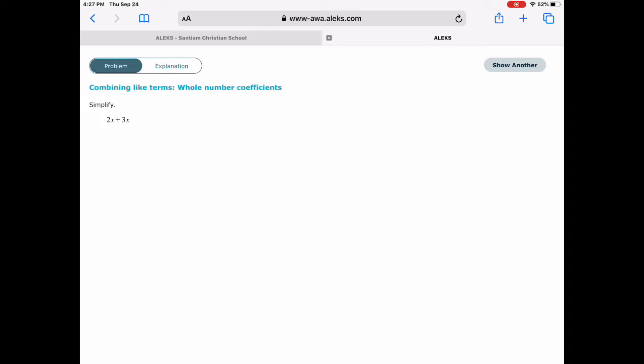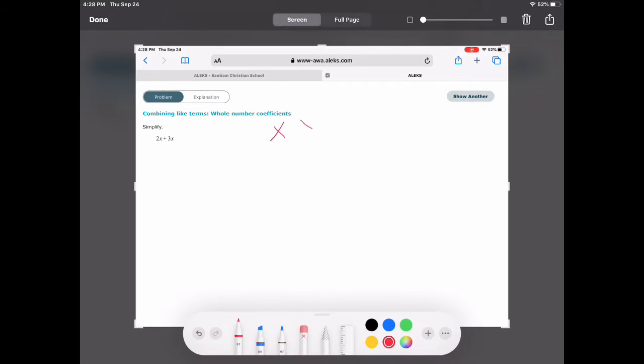We can combine things that have exactly the same variables. So in this case, 2x plus 3x just means that I have 2 x's and 3 x's. And so I have 5 x's if I put them together. So we can combine them just like that.